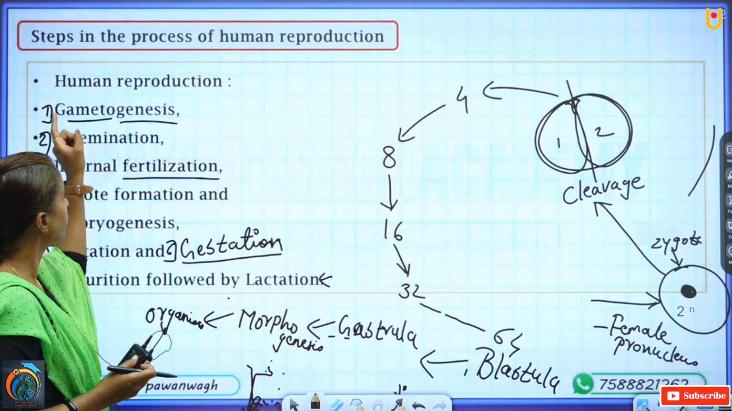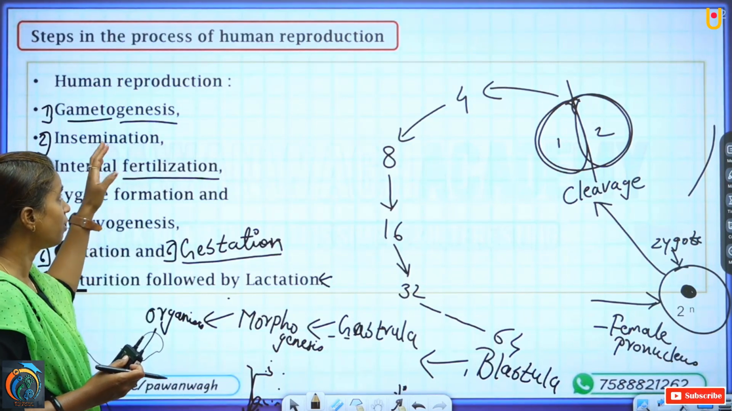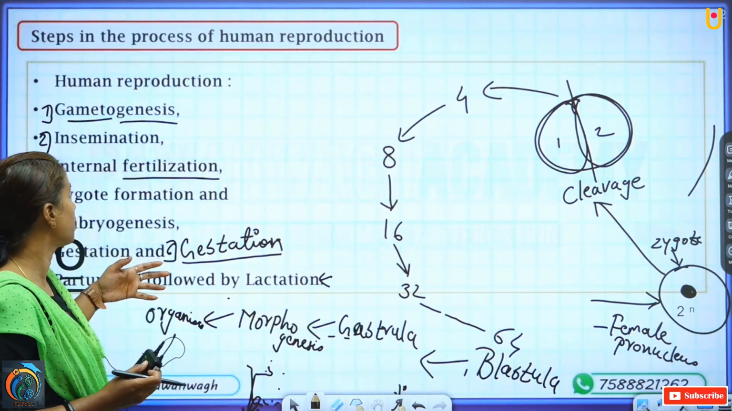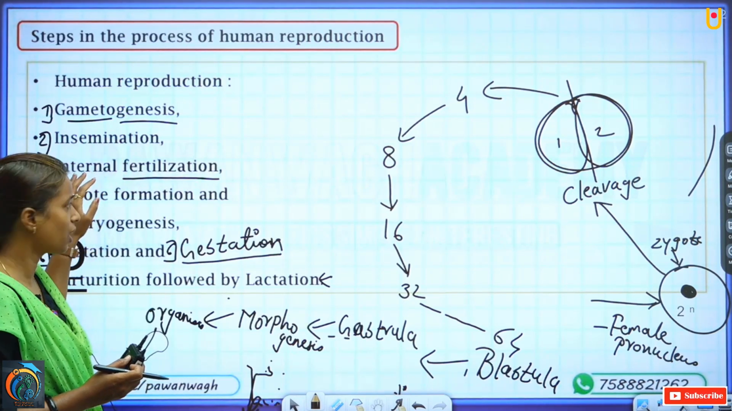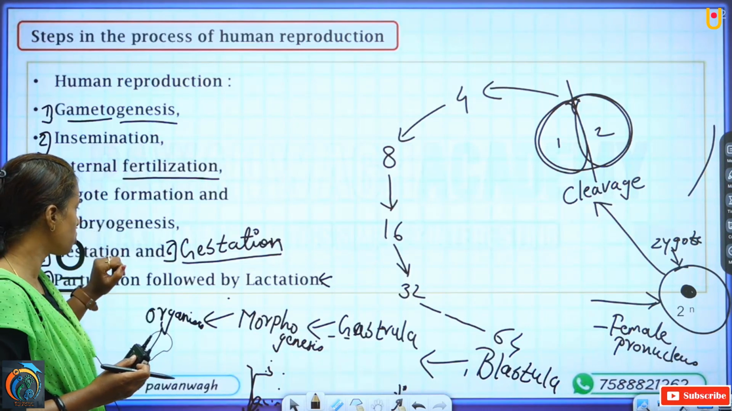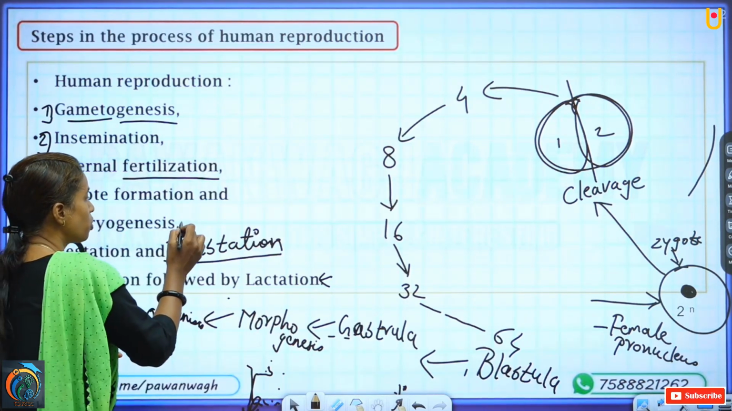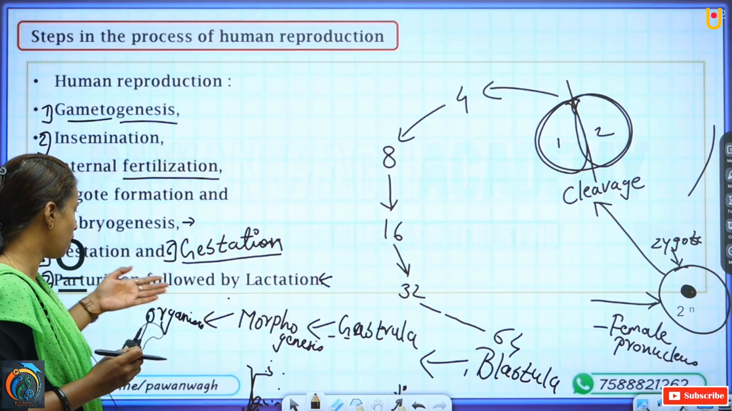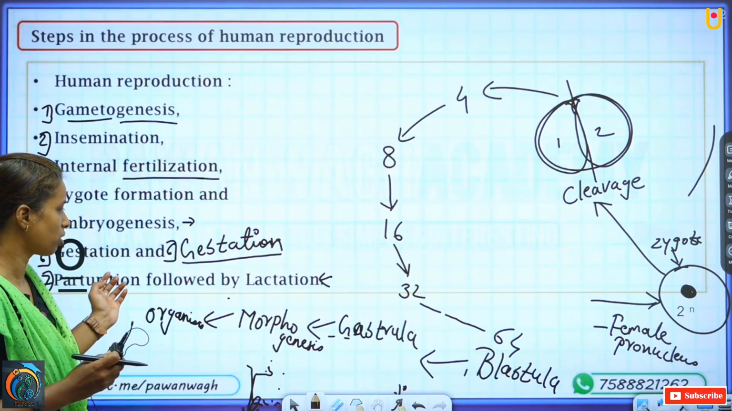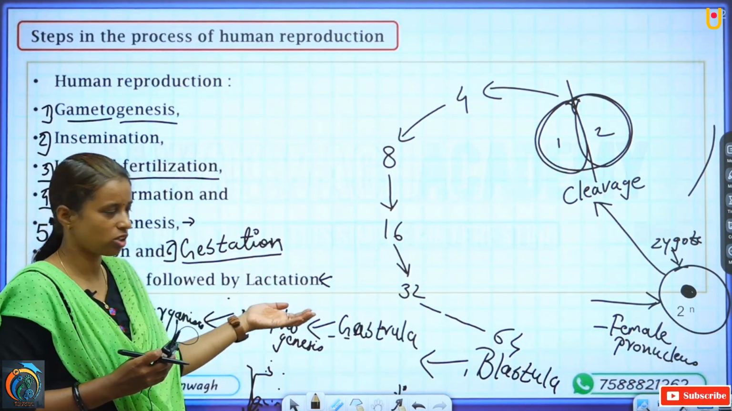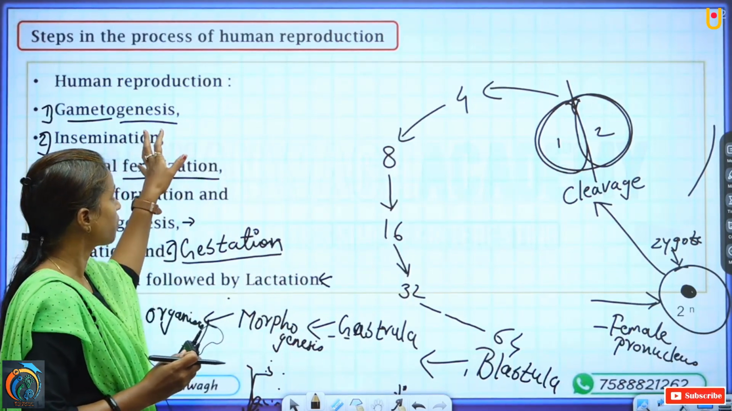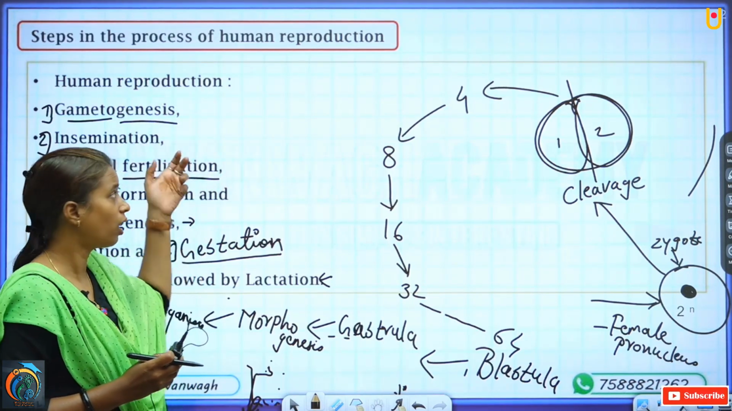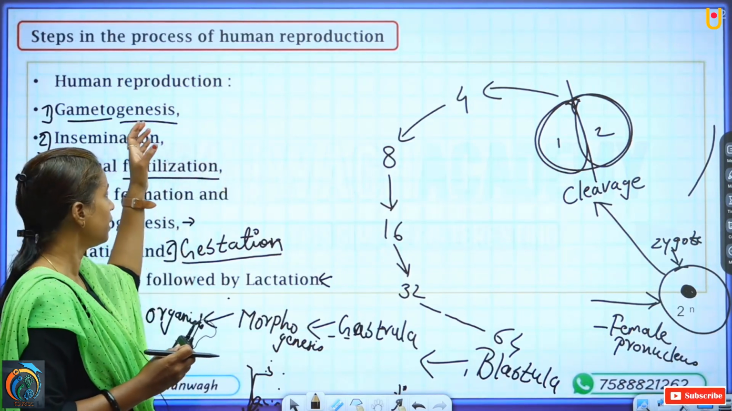In this way, these are the steps of human reproduction, and it is a serial process. It occurs by serial events: gametogenesis, insemination, internal fertilization, after that zygote formation, after that embryogenesis. After embryogenesis, what happens? Implantation will take place, and after that gestation will occur, and the last step of human reproduction is parturition, and after parturition the process of lactation will take place. In this way, we have discussed the steps in human reproduction, or how human reproduction occurs in serial events.